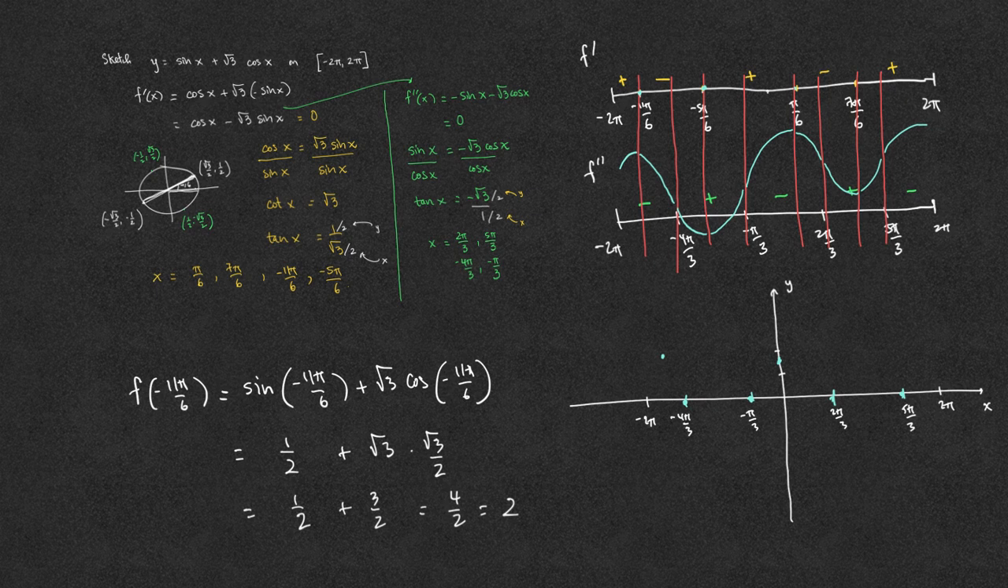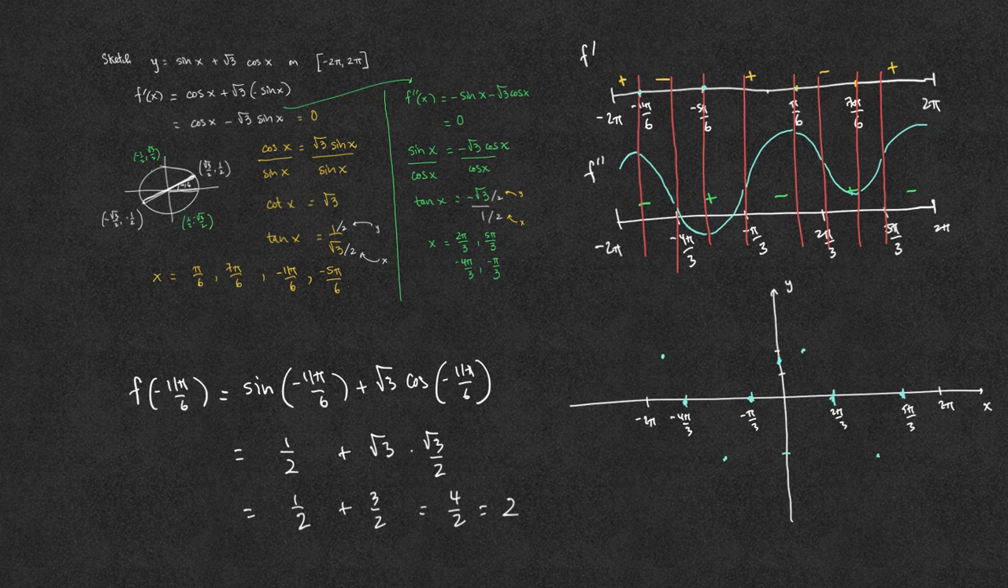This is periodic, so we will see that the local maximum at pi over 6 is also 2. The local minimum at negative 5 pi over 6 is therefore negative 2. The local minimum at 7 pi over 6 is therefore also negative 2. These are the points that the graph of f has to go through.